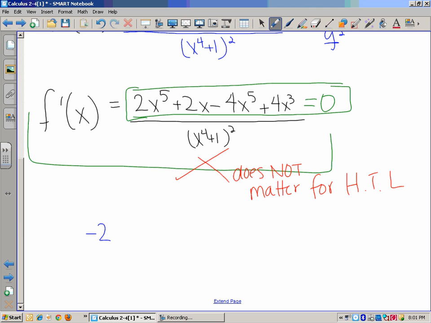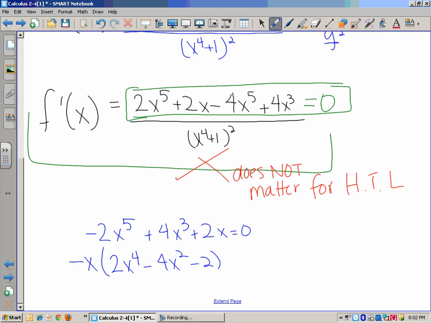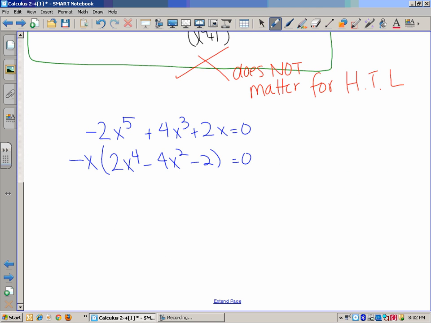So on top, I have negative 2x to the fifth plus 4x cubed plus 2x equals 0. Now, I'm going to go to algebra 2, and pull out the greatest common factor, a negative x. And I'm going to get 2x to the fourth minus 4x squared minus 2. And I'm hoping that factors, but guess what? Another factor, they have a 2. So there's an x to the fourth minus 2x squared minus 1. And if I'm not mistaken, that's really that.